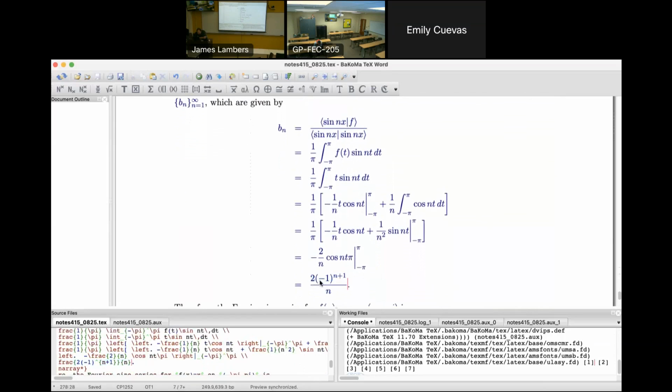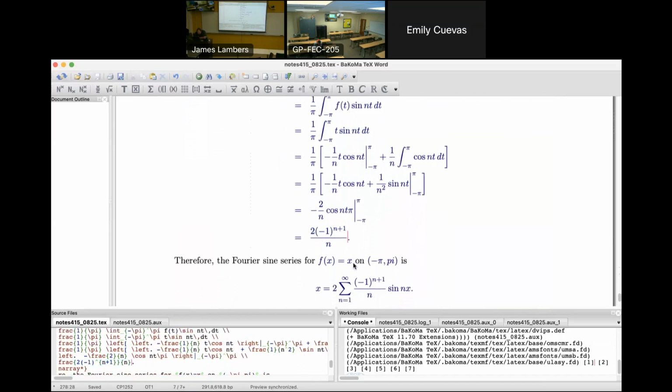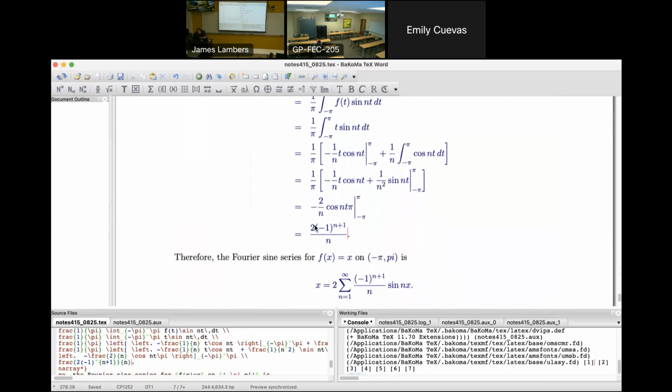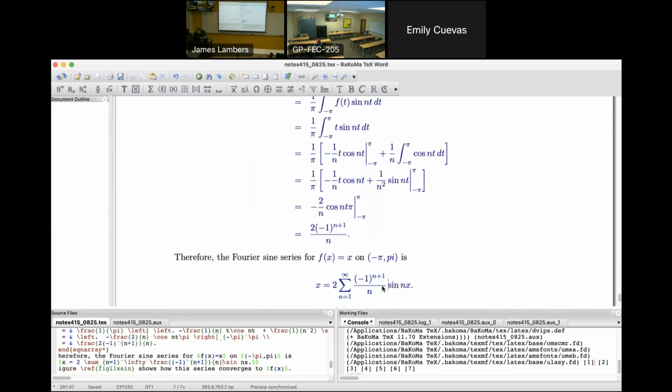So we get 2 over n if n is odd, and minus 2 over n if n is even. So I go ahead and fill in that expression into my sum. So now this is my expansion for x.